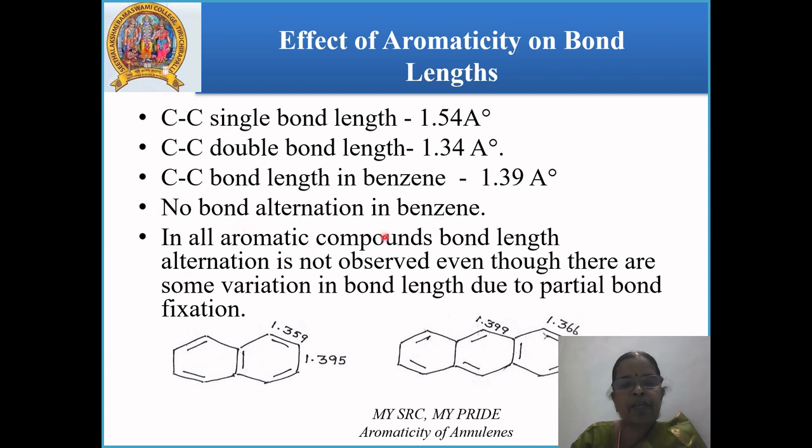For example, even though benzene is represented as containing 3 single and 3 C=C double bonds, actually no bond alternation is observed in benzene. All the C-C bond lengths are equal and observed to be 1.39 Angstrom units, which is also observed in naphthalene, anthracene, etc. Slight variation in bond length is due to partial bond fixation, not due to bond alternation.